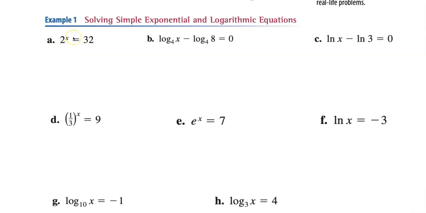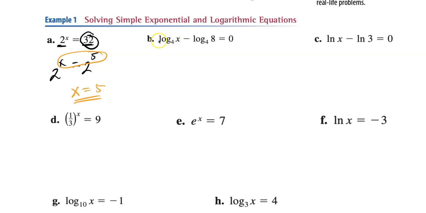Like here, the easiest way to solve this is if you could write these as the same base. 32 is 2 to the 5th. So if I write that as 2 to the 5th, this is 2 to the x, and then we're done. x equals 5.